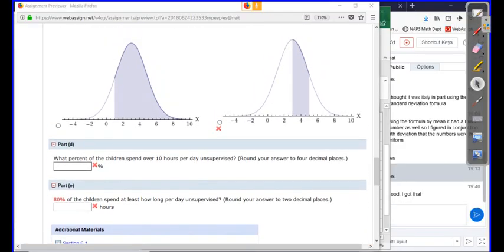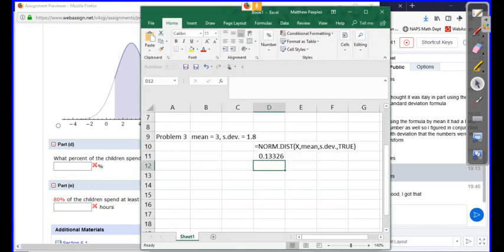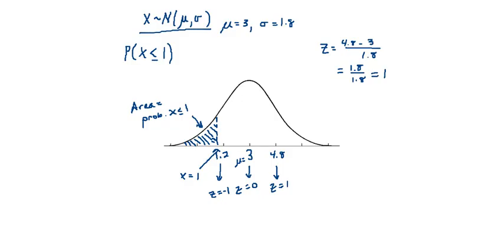All right, so now let's take a look. What is the percentage of children that spend over 10 hours a day unsupervised? Well, this is a harder one. Let me show you what that means graphically first. The second problem is asking, what percentage spend their time more than 10 hours a day? Well, 4.8 doesn't quite do it. If I keep adding it on, let's say 10 hours is way up here, and we're essentially trying to find the area under the curve up here on this piece.